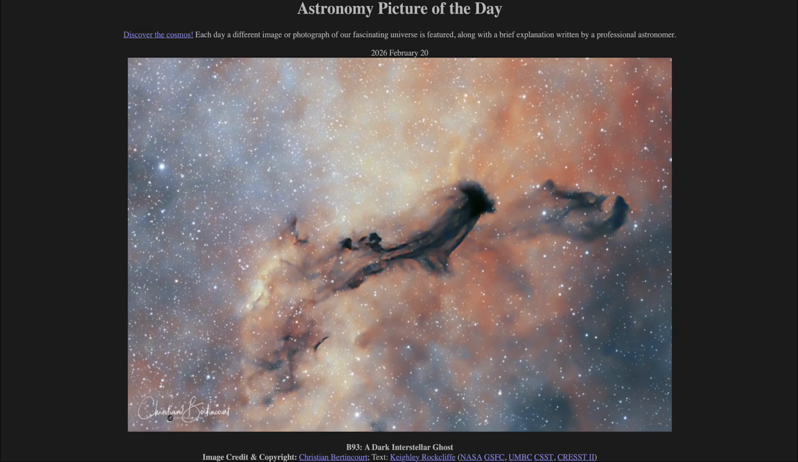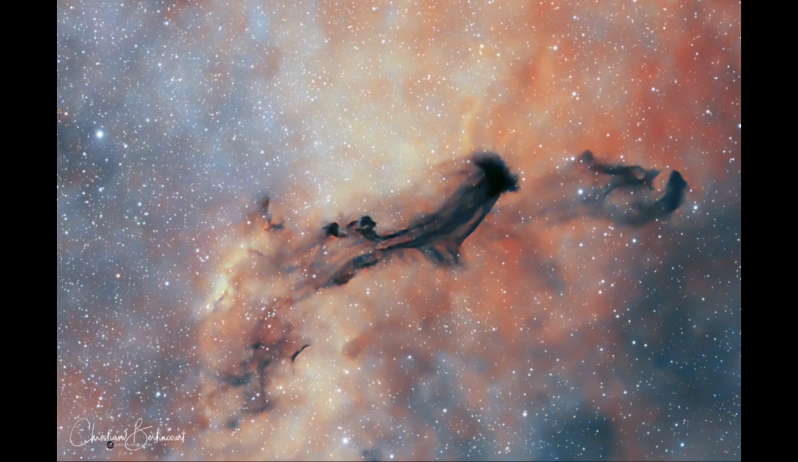Today's picture is titled B93, a dark interstellar ghost. So what do we see here? Well, here we see a ghost in the Milky Way galaxy as we look out toward the region of Sagittarius. And this is known as B93 or Barnard 93, which is the number 93 entry in Barnard's catalog, an astronomer who cataloged different dark nebulae like this and tried to better understand them.